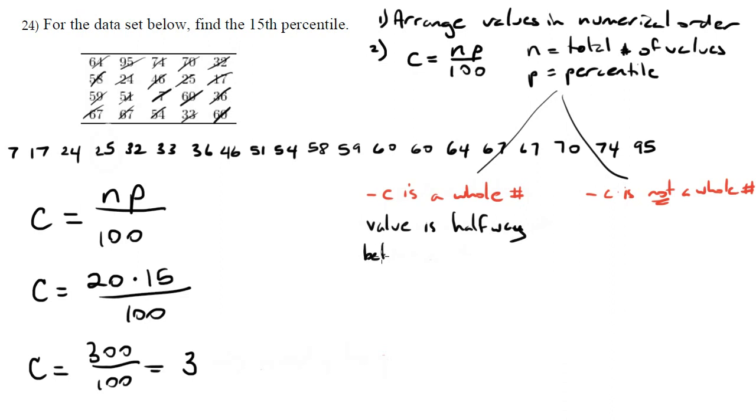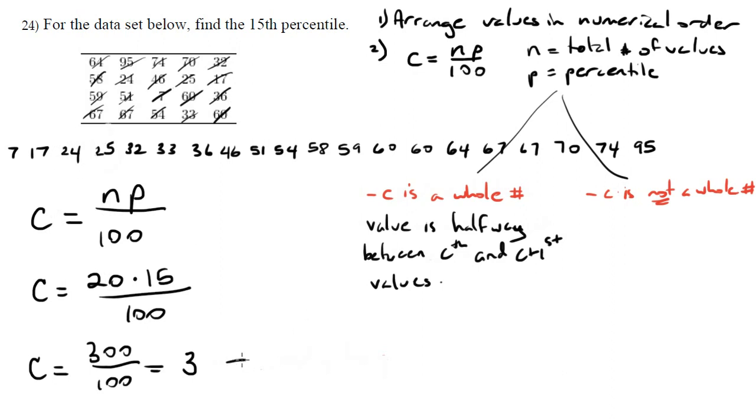Halfway between the C and C plus first values. What do I mean by that? Here's what I mean by that. So in our case, C is a whole number. C is 3, right? So 1, 2, 3. Here's the third value. But the 15th percentile is halfway between the third value and the next one up, the fourth value. Right? So if C is a whole number, like in this case here, our percentile is halfway between the third value and the fourth value.